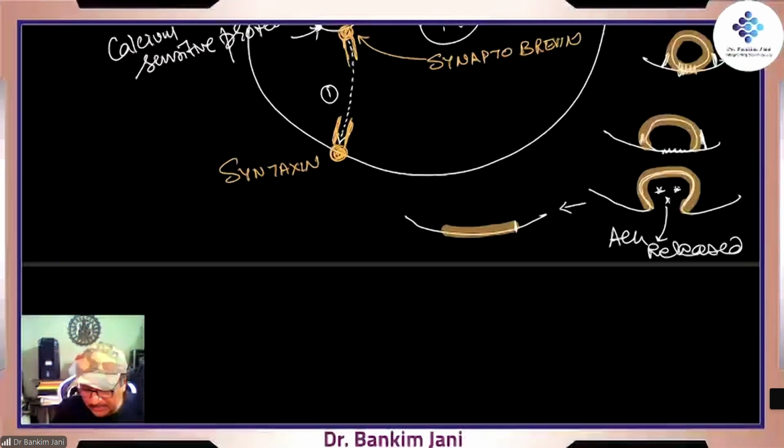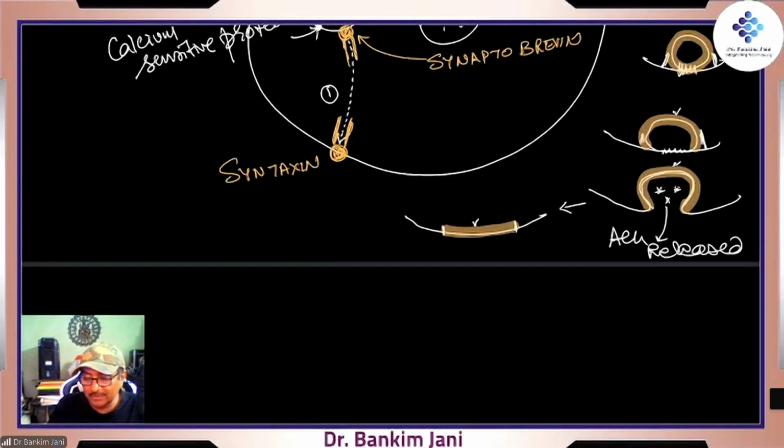See, this portion was of that vesicle, right? This shaded thing is the vesicle. Okay, now it has straightened, but still this portion is the vesicle. We cannot let it go to waste.